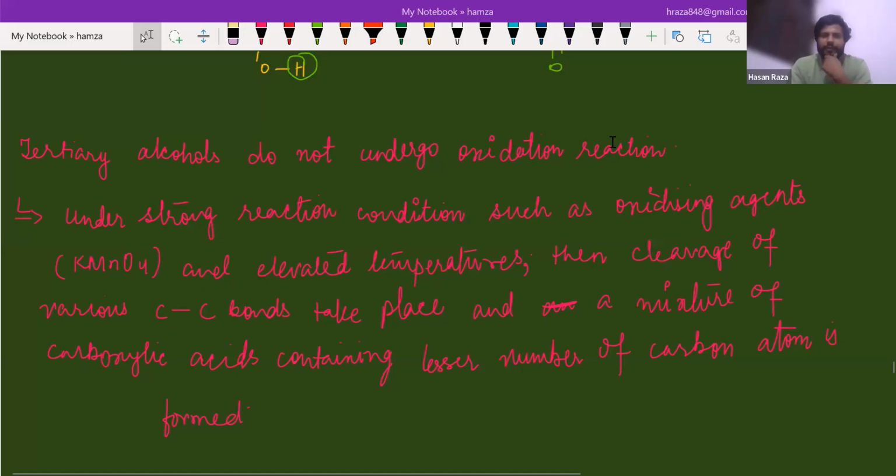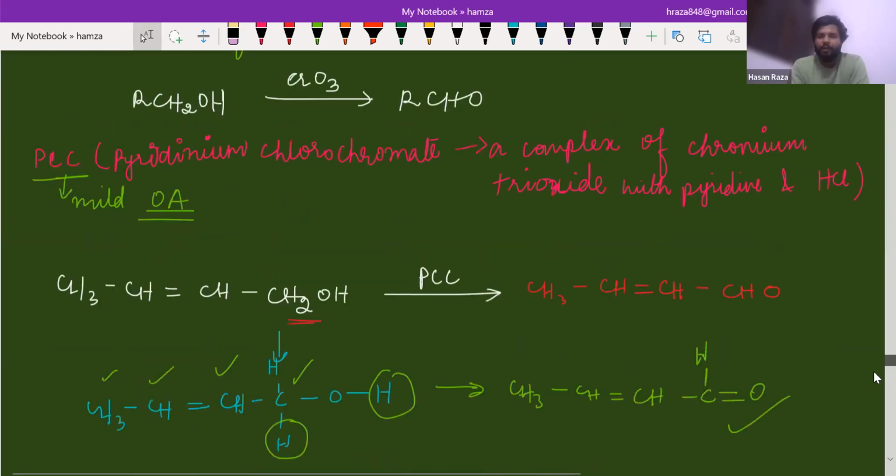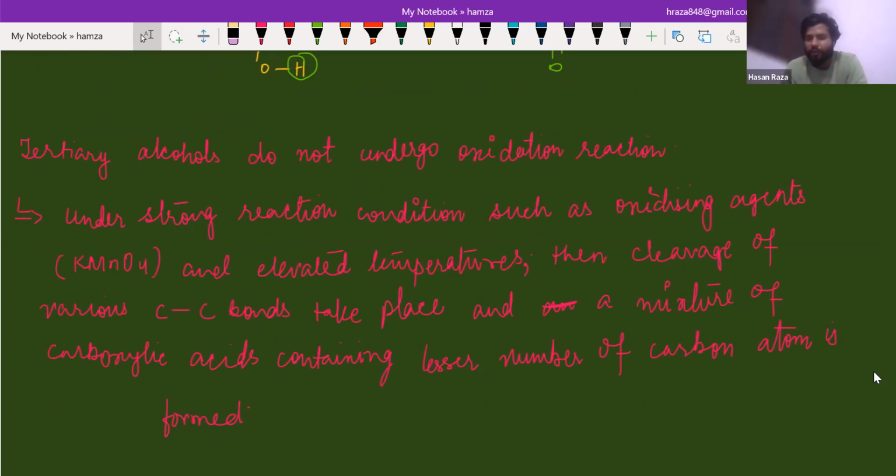We have seen that we talked about the oxidation and reduction of alcohol. Primary alcohol oxidizes into aldehyde and secondary alcohol oxidizes into ketone, and tertiary cannot be oxidized. And if you give very drastic conditions, then the carbon-carbon bond will be broken and it will be oxidized into carboxylic acid, only if you use a very strong oxidizing agent.